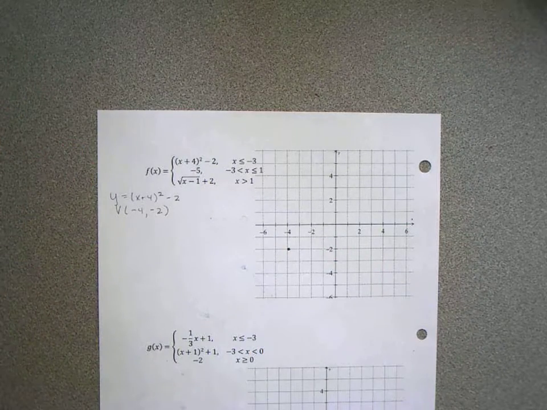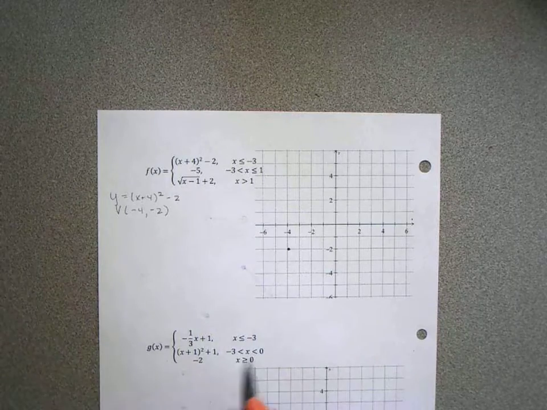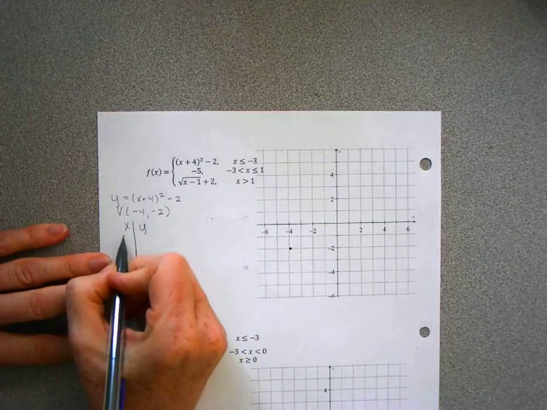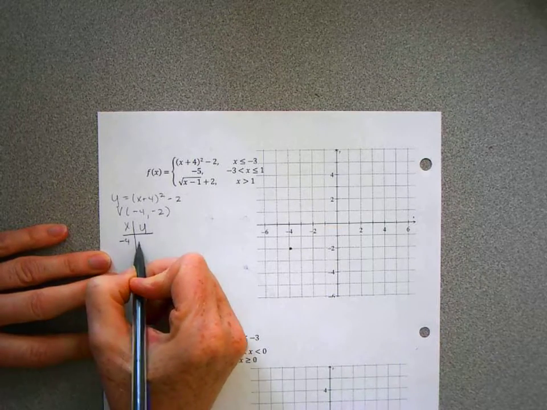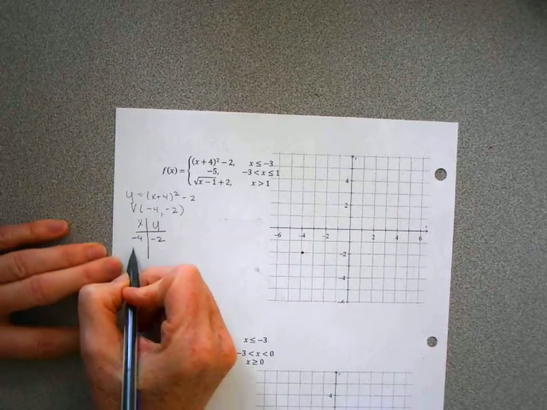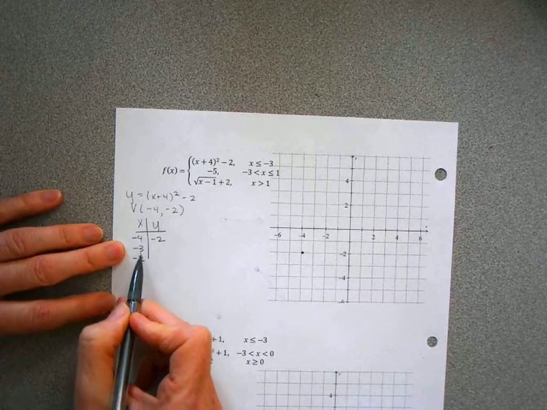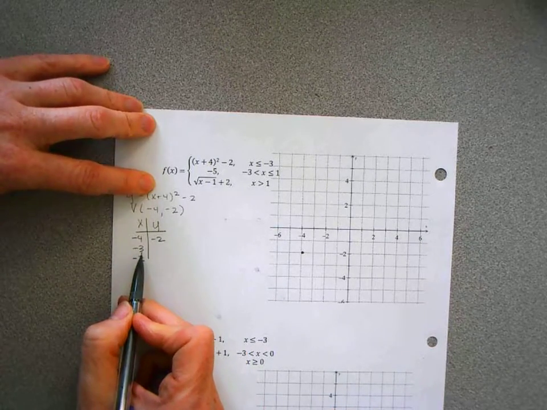And then I'm going to make my table, right? So I make a table. X, y. The first point I put in is the vertex, negative 4, negative 2. And then I go 2 points to the right, negative 3, negative 2. And I plug these in. And just do it. You don't have to do it in your calculator. You could.